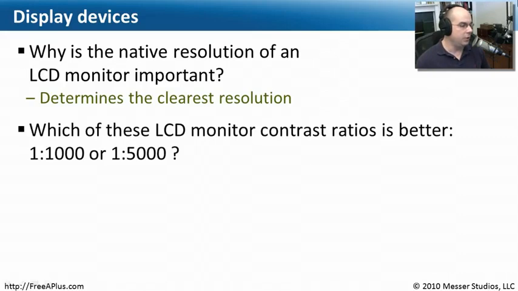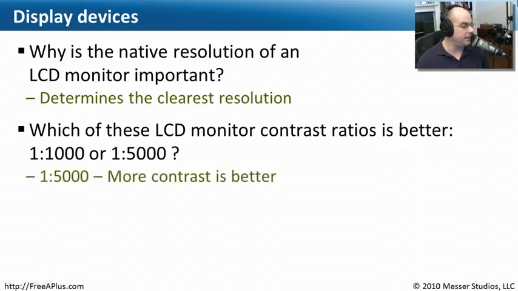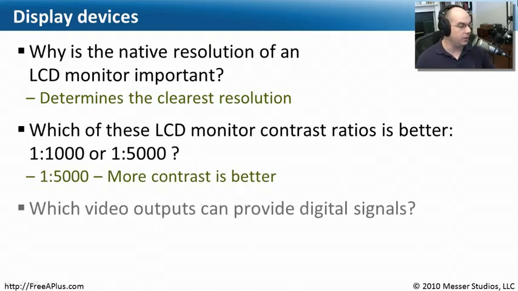Another question, which of these LCD monitor contrast ratios is better, 1 to 1,000 or 1 to 5,000? If you recall, our contrast ratio is the contrast between white and black in our LCD monitor, and more is better. So that means that 1 to 5,000 is a better contrast ratio than the 1 to 1,000.